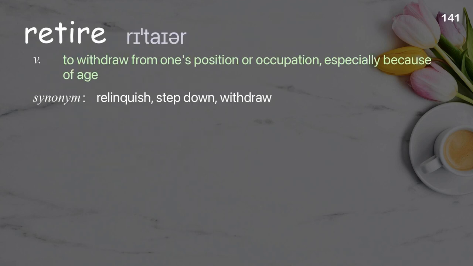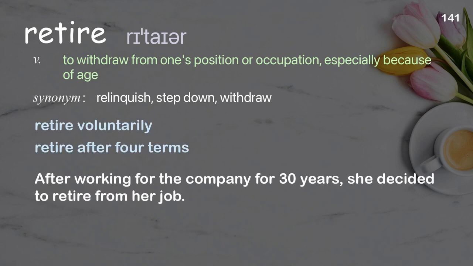Retire. To withdraw from one's position or occupation, especially because of age. Examples: retire voluntarily. Retire after 4 terms. After working for the company for 30 years, she decided to retire from her job.